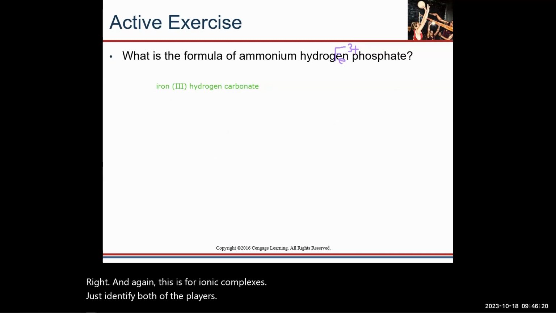Okay? Write the formula for ammonium hydrogen phosphate.